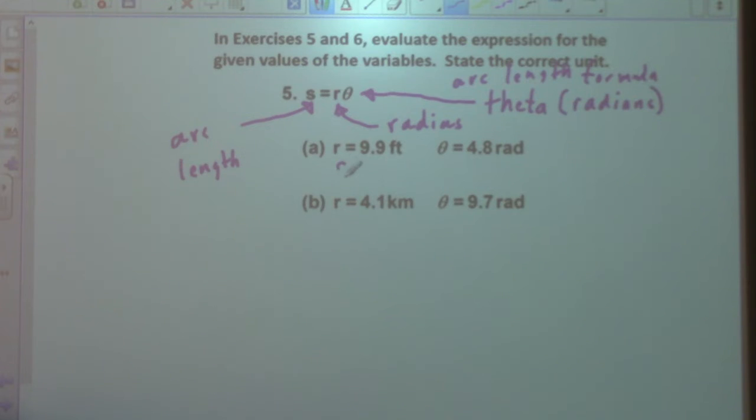It's a very simple formula because it just means you multiply these together. So your arc length S is going to be equal to 9.9, our radius, times the radians. So basically, your arc length is radius times radians. And when you do that, you're going to get 47 point something. What's it going to be?